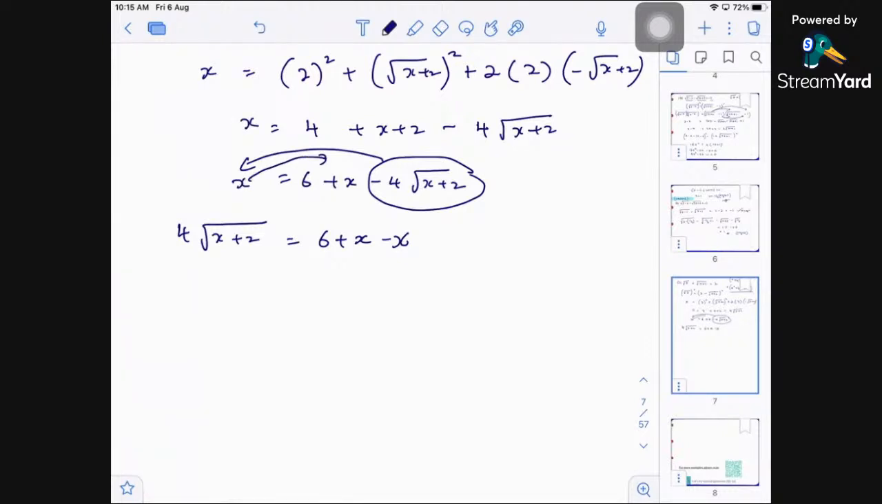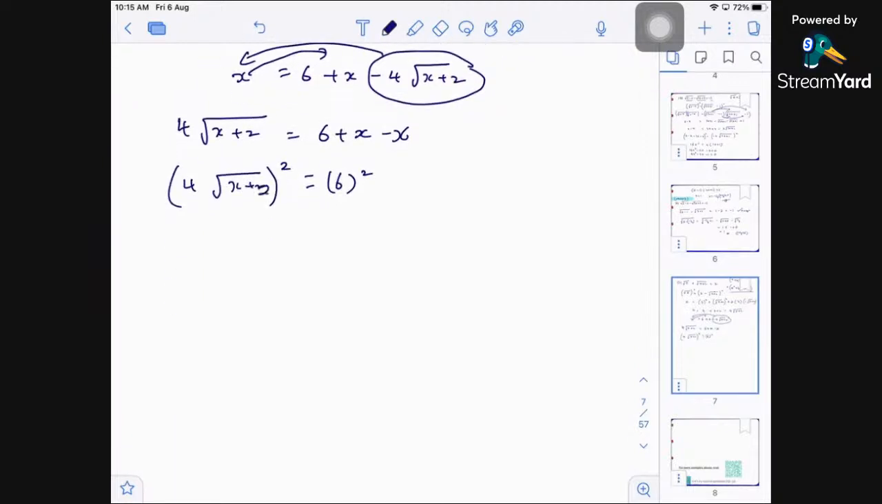From here I square both sides again. I get 36 here, I'll do it a bit slower: 6 squared, and 4 square root x plus 2, squared. Another mistake students always make is that they never square the 4. You have to square the 4, because when you square it you get 16, then x plus 2, equals 36. Can you understand until here? Any problem, class? No, sir. Okay, once you get this ready, we can carry on. Let me just see.